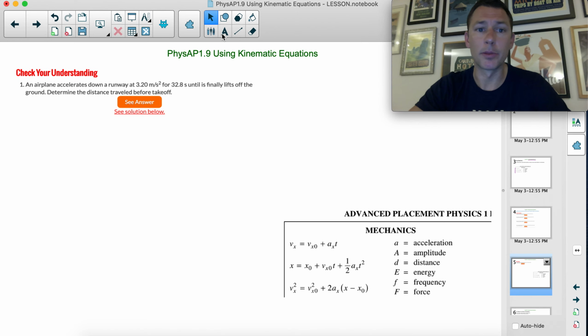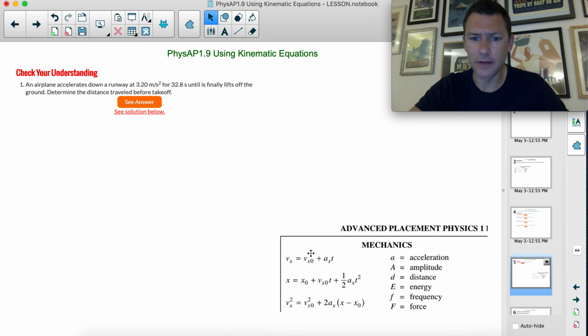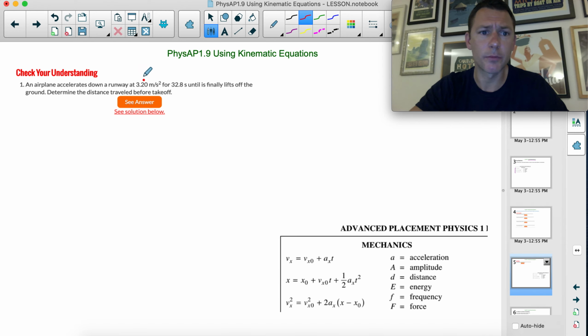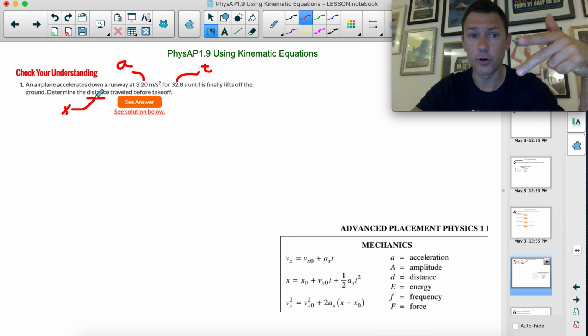An airplane accelerates down a runway at a certain acceleration for a certain time, finally lifts off the ground. Determine its distance. I don't know, but I have these fancy equations, and there are a lot of different variables in there. So what I'm going to do is just start marking in the variables that I know. They said accelerate down the runway. Here's the acceleration. They say for a certain time, I'm going to put t there. And we're interested in distance. Sounds like x to me. So I'm looking for an equation with a, t, and x involved.